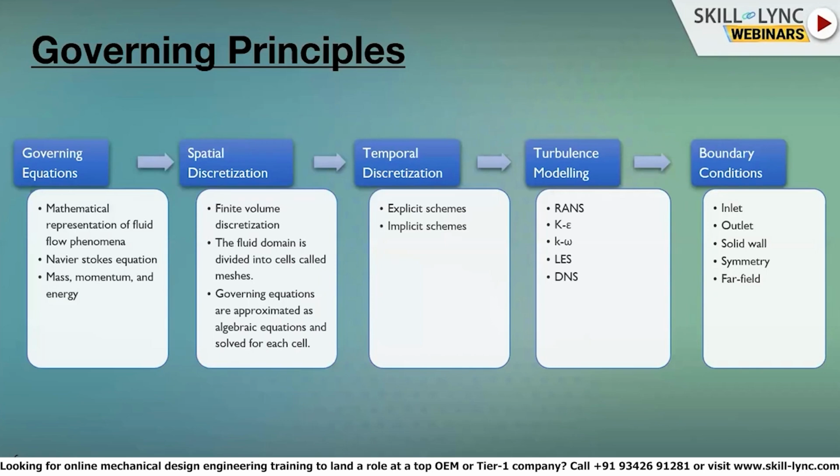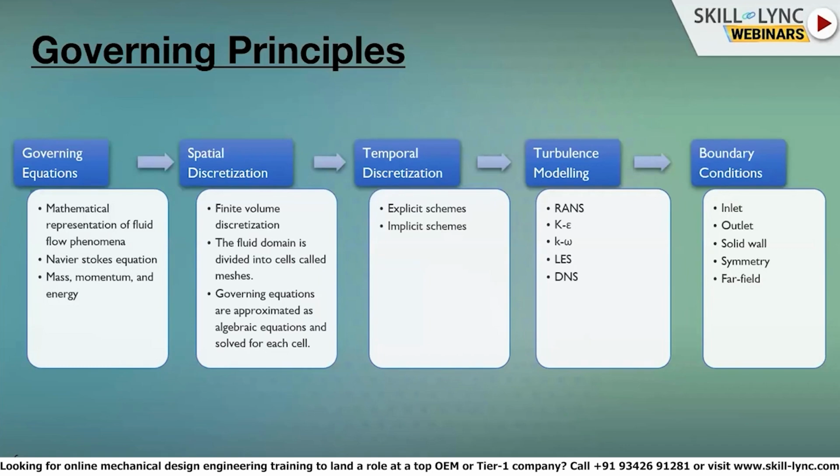Since in industry people use commercial codes, they don't actually have to worry about this. These are the things which happen in the background of the solver. They have to select the right schemes based on the flow problems. So spatial discretization is over, and temporal discretization is over.